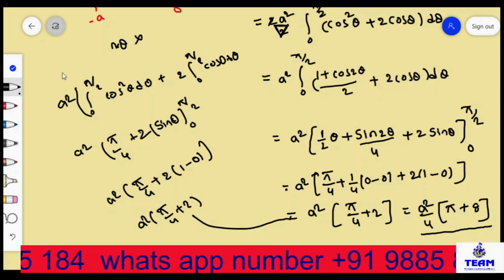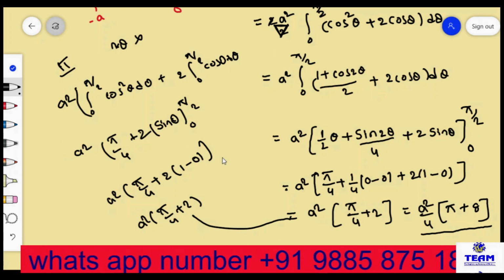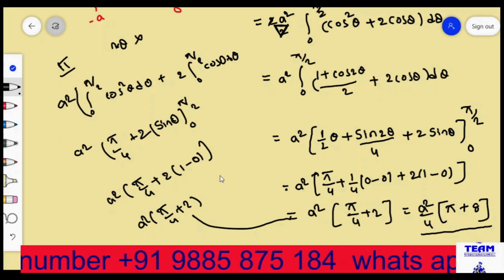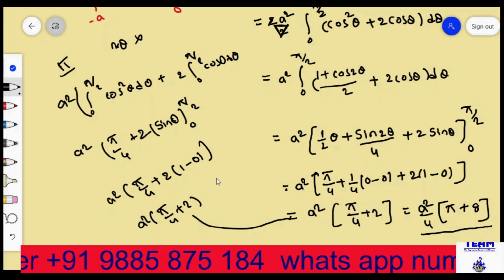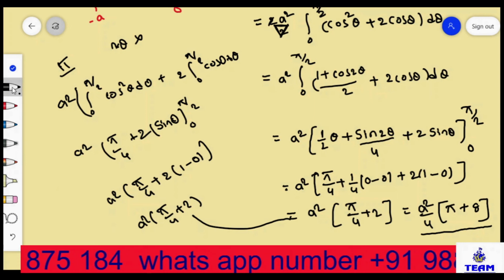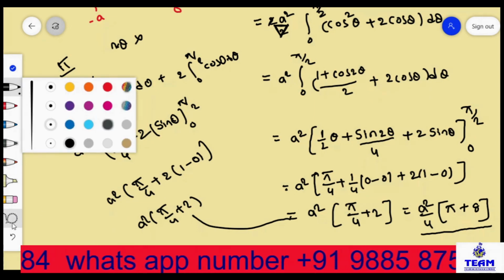So this is the second method. How did you do the second method? By using the calculator. Clear? Right. Without a calculator, you have a formula. I will tell you that formula also. Now method 3.